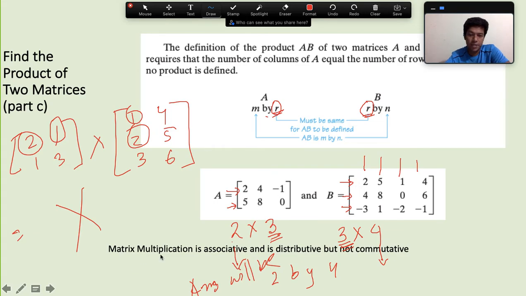And matrix multiplication follows the associative and distributive rule, but it is not commutative. Commutative means if you multiply AB, it is not equal to multiplying BA. The answer changes, because it goes this way and then comes this way. So basically, the pattern is different now. So it is not commutative. That is what it says.